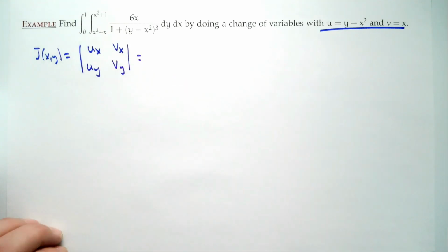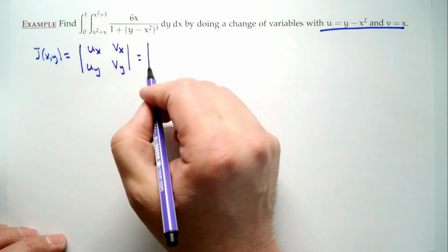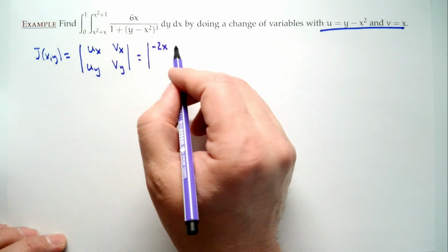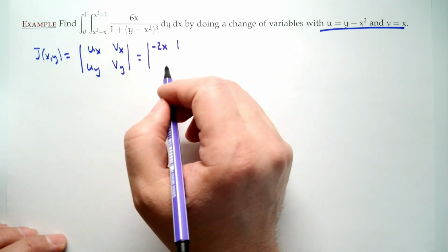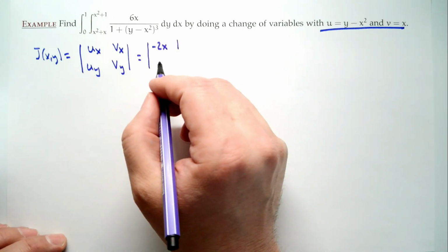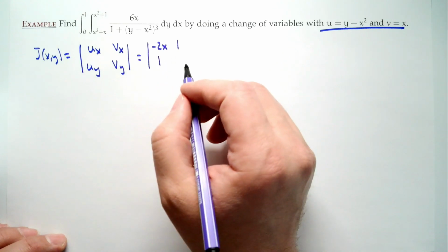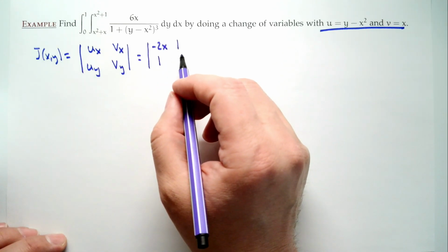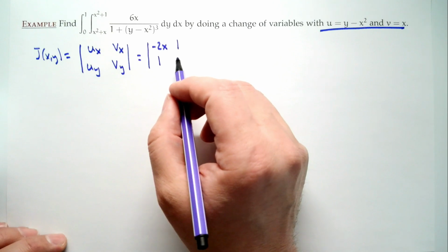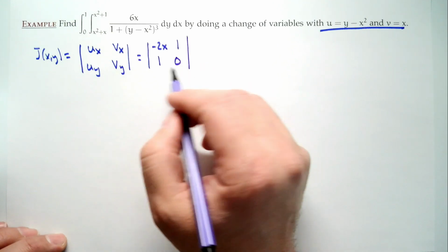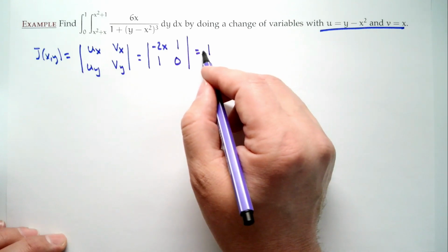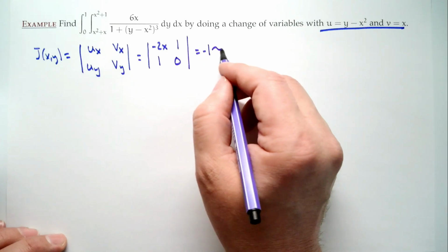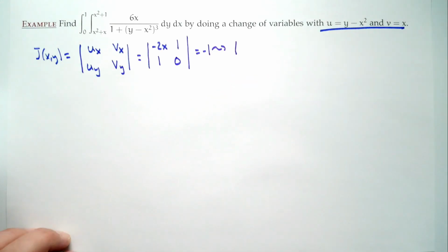All right, what is partial u partial x? Minus 2x. What is partial v partial x? 1. Partial u partial y? 1. Well, that was really easy. Okay. Partial v partial y? 0. So we take the Jacobian, and lo and behold, out comes -1. But we take the absolute value, and so we really get +1.